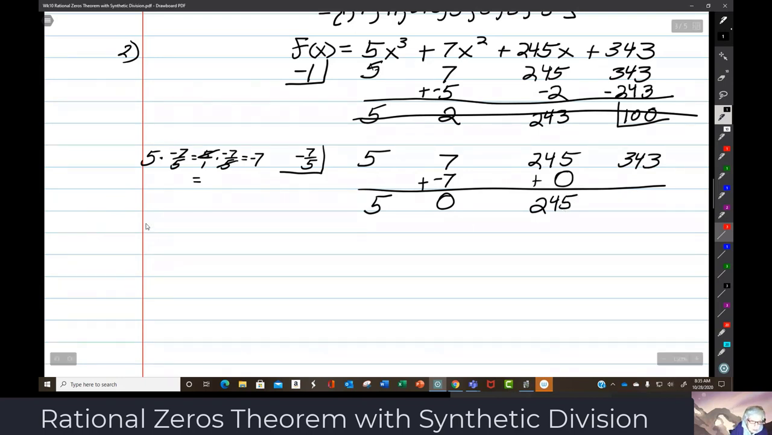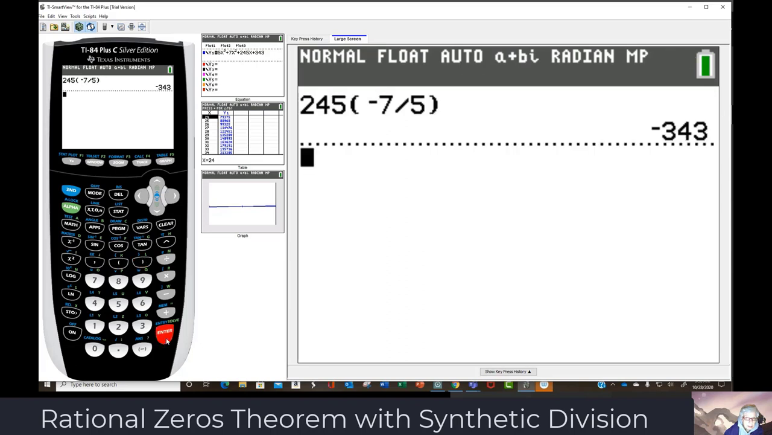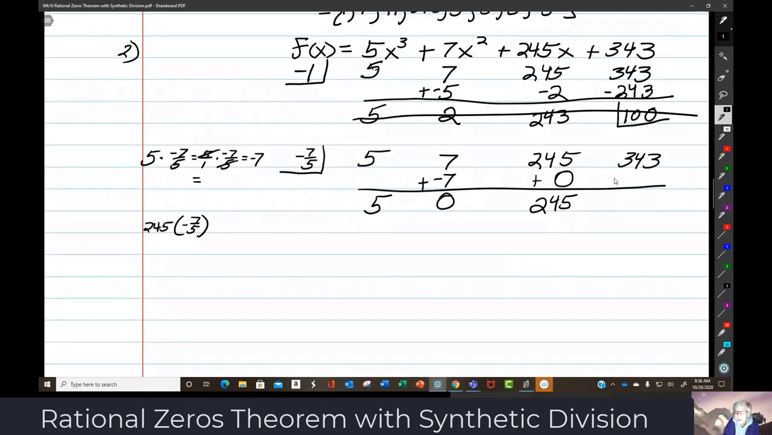245. Now, 245 times negative 7/5. For that, I'm going to use the calculator. Okay, clear. 245 parentheses negative 7 divided by 5 parentheses closed. Enter. Woohoo! All right. Negative 343. I better write that down though. Equals 0.